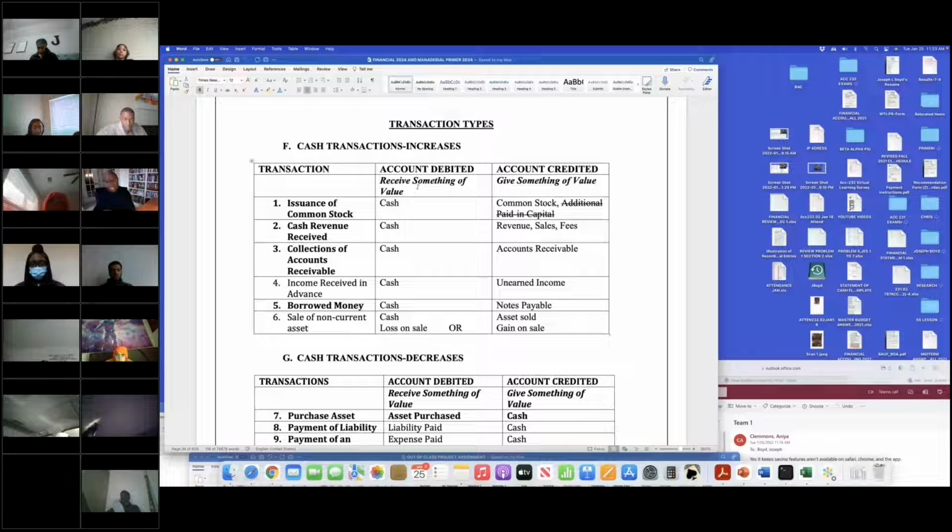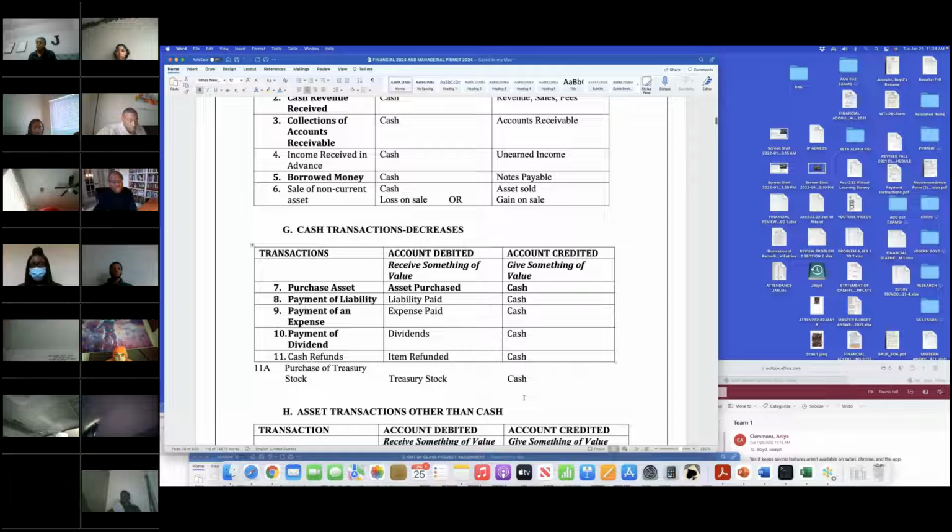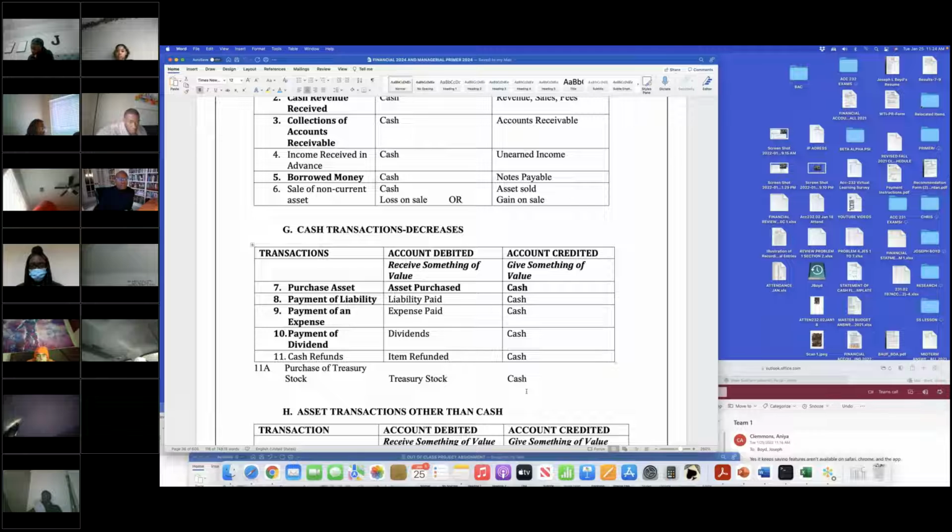If we pay cash out, then cash is always credited. Okay, cash is always credited. And then we have to determine what we're going to debit. If we purchase an asset, you've got to say what asset it is. If you pay off a liability, what liability was paid? If you pay an expense, if you pay dividends, and then we have some refunds and buying treasury stock.